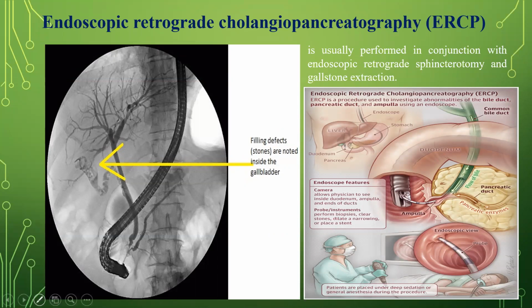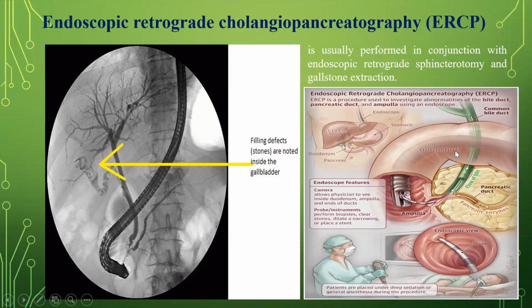Endoscopic retrograde cholangiopancreatography, which is the gold standard for making the diagnosis of chronic pancreatitis. In case of chronic cholecystitis, it is usually performed in conjunction with endoscopic retrograde sphincterotomy and gallstone extraction.